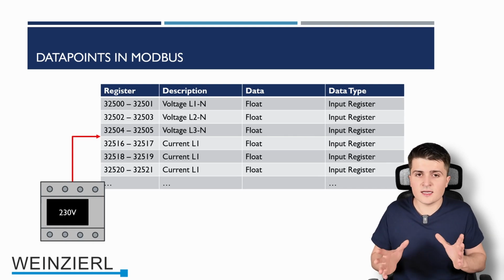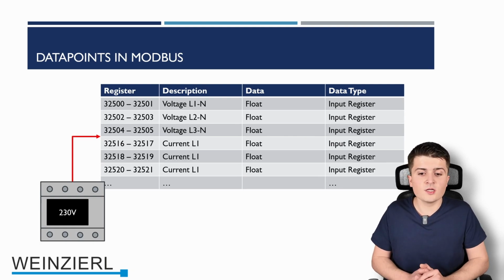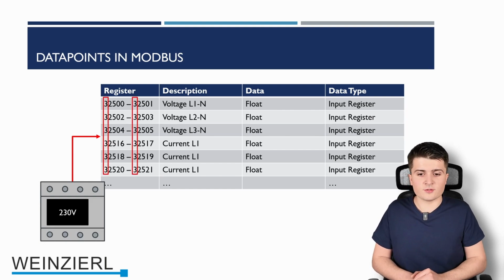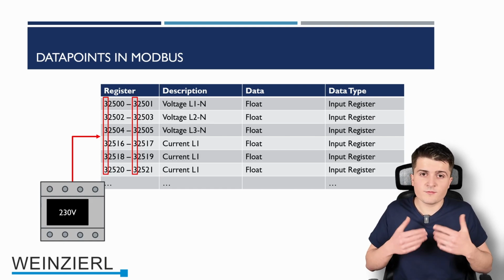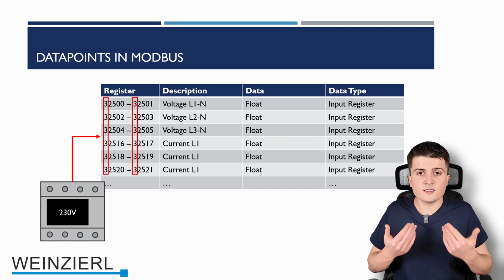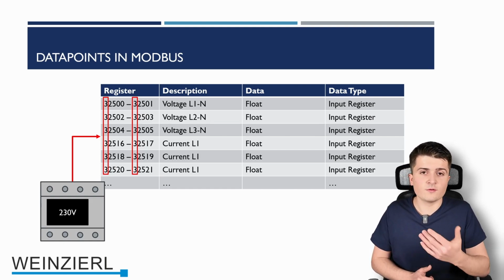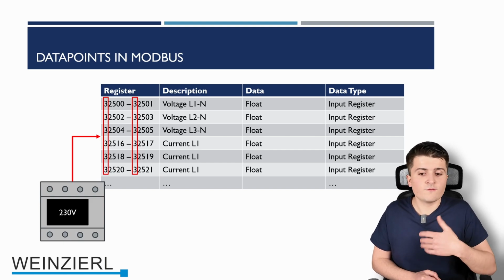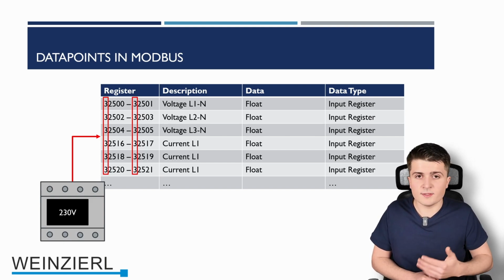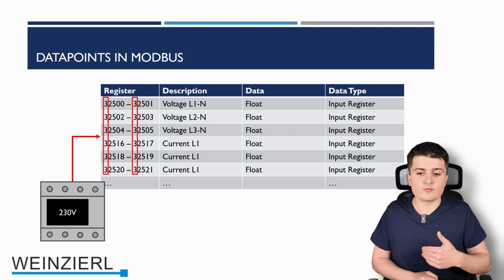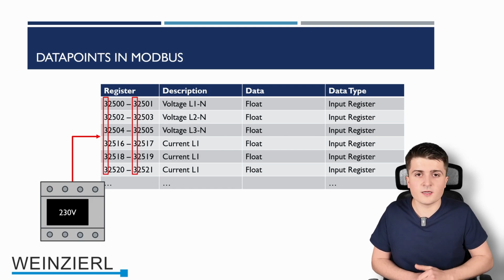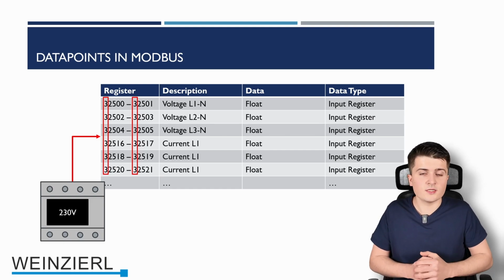Now you see the exact same device, but now in this manual we see that the register starts with 32,500. Now here in this case, the manufacturer describes with the number 3 that this is the data type input register. Now if you would have the register 42,500, this might be holding registers. If it starts with 12,500, so with the number 1, it could be discrete input, etc.